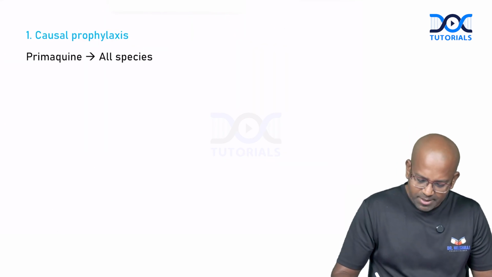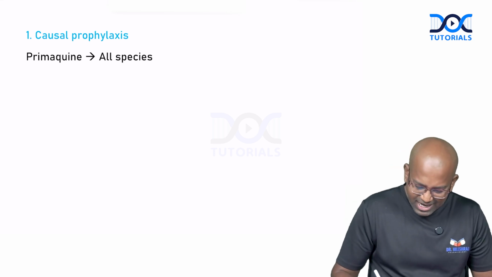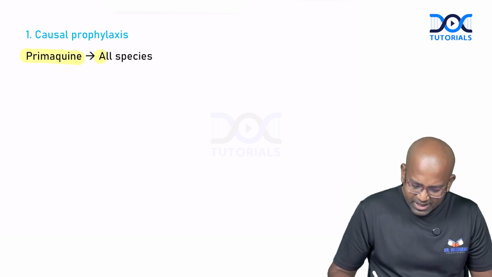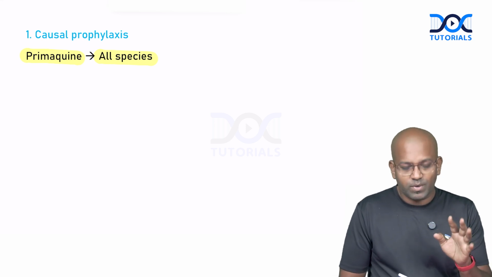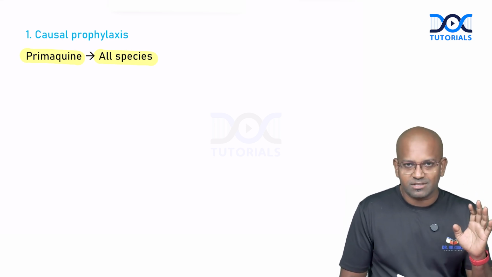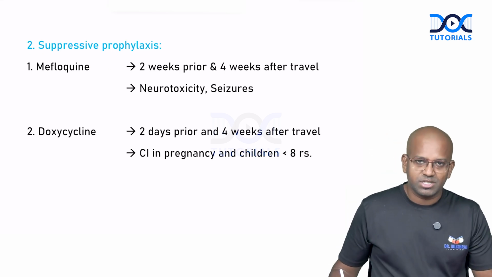Let's talk about the treatment for causal prophylaxis. Simple one. For causal prophylaxis, for any species, Primaquine will be the treatment of choice. Don't worry about this. That's why questions will not be asked from causal prophylaxis. What will be the treatment for suppressive prophylaxis? This is an important question.